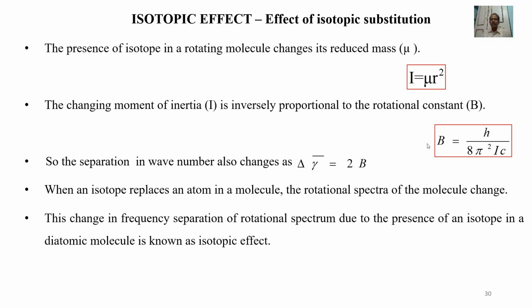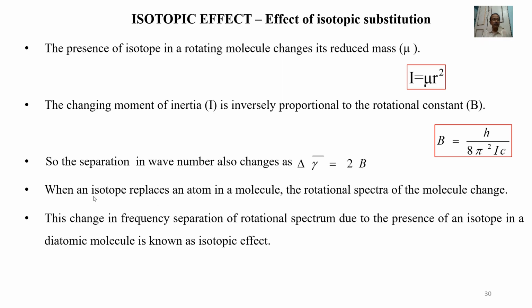And of course, we know that I equals mu r squared, and we are going to replace the atom with a heavier isotope, so mu will increase. If mu increases, I also will increase. If I increases, B, the rotational constant, will decrease. For any isotope, the rotational constant will have a lower value. So the separation in wave number also changes, as delta nu bar equals 2B.